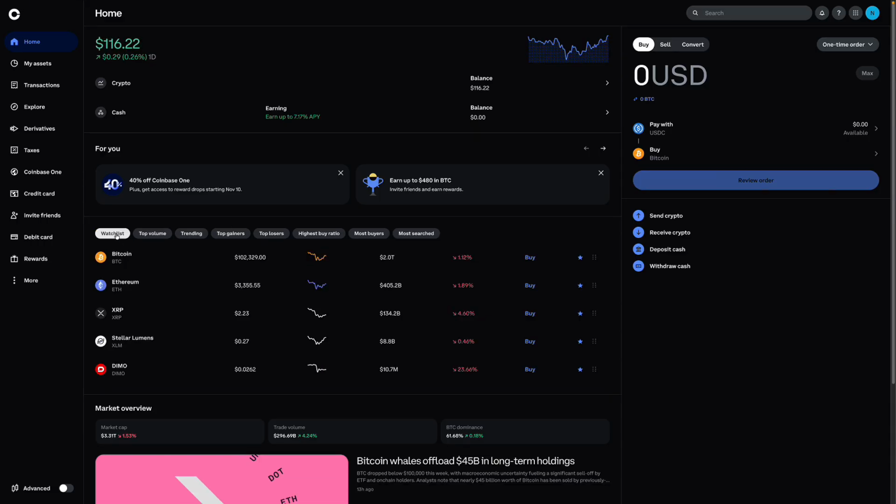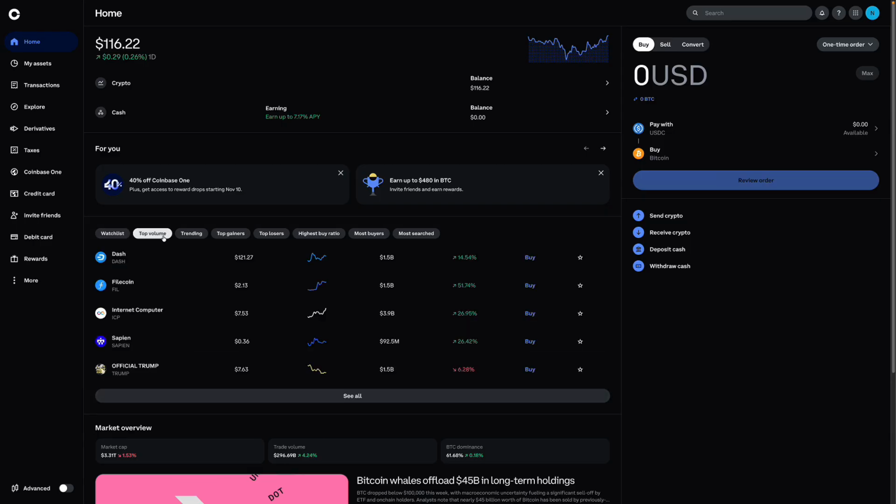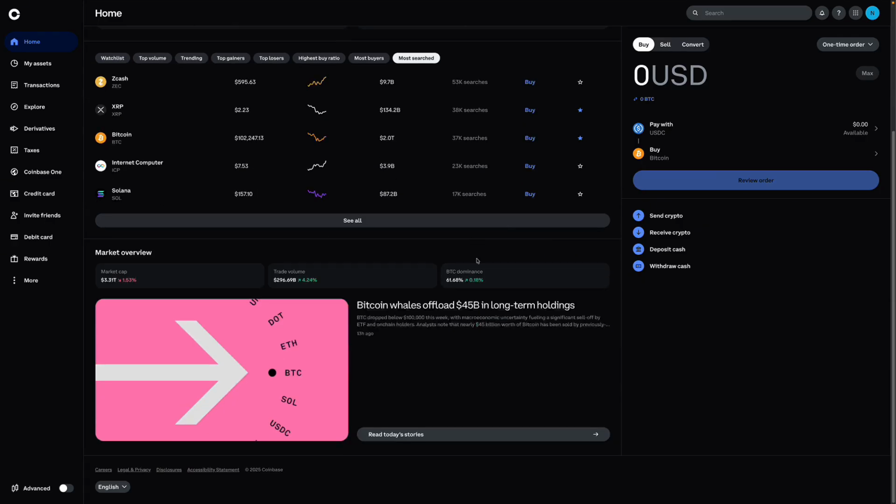First up, we're going to look right here. We can see the watch list. I have a few cryptos that I'm watching. We have Bitcoin, Ethereum, XRP, and then of course we have XLM, and then we have Demo. We can see the top volume, the trending, the top gainers, top losers, the highest buy ratio, and then most buyers and most search, which is convenient if you're wanting to buy and trade here on Coinbase. What's really nice here is that we can see a market overview. We can see the market caps, the trade volume, and the BTC dominance.